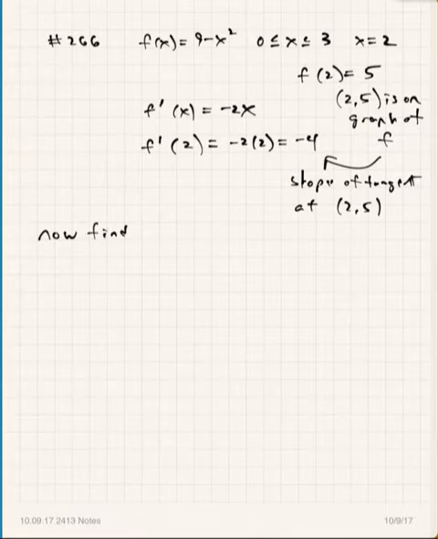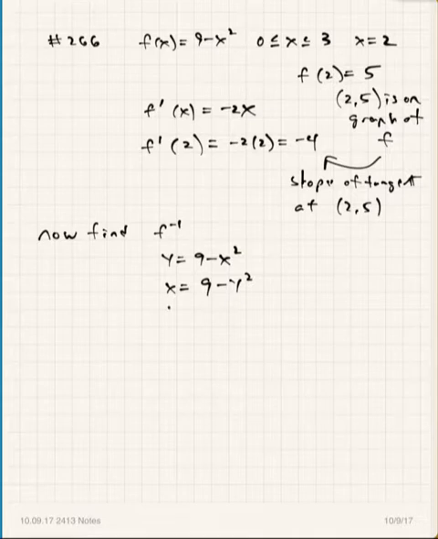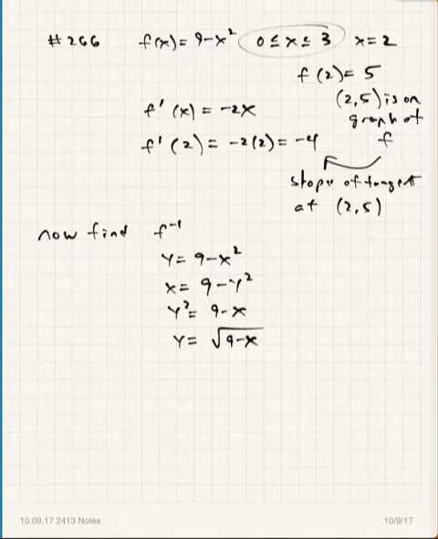All right, now find f inverse. So for f inverse in this problem, you have y equals 9 minus x squared. We interchange x and y. You have x equals 9 minus y squared. I'll add y squared and subtract 9. And I'll take the square root. Now, typically when you take the square root, you use plus or minus, but we just use the positive square root here because of the restriction that x has to be between 0 and 3.